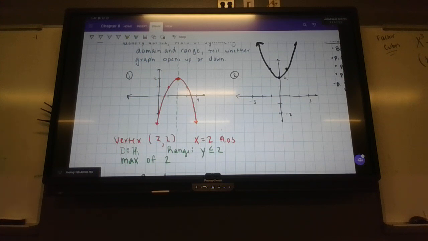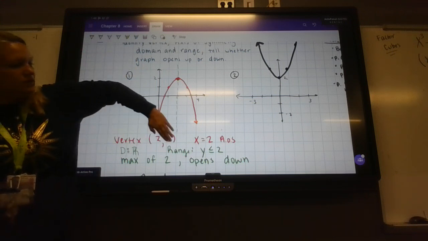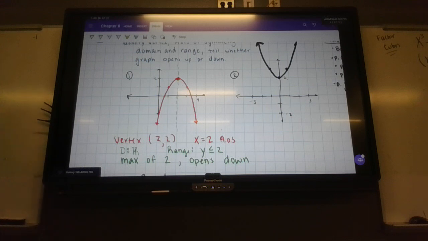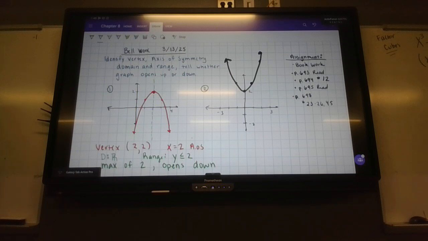The last thing we have to say, would you describe this, Kaylee, as opening up or opening down? And this parabola opens down. That means it has a negative in the front of the equation. It's a reflection. This has been reflected. Move 2 units right and move 2 units up. All right, so that's good. That's some of the details we've been working on. Next one.